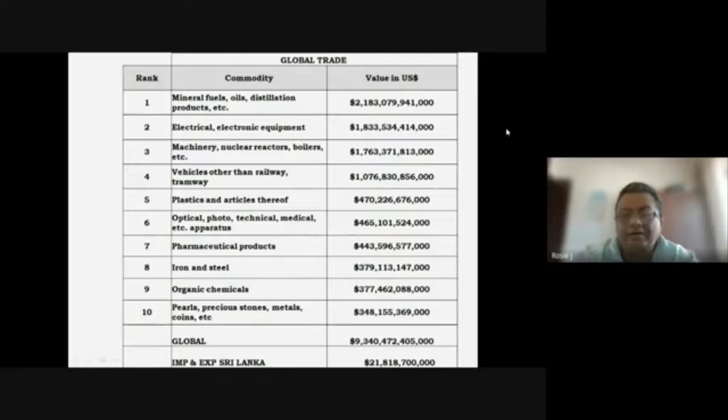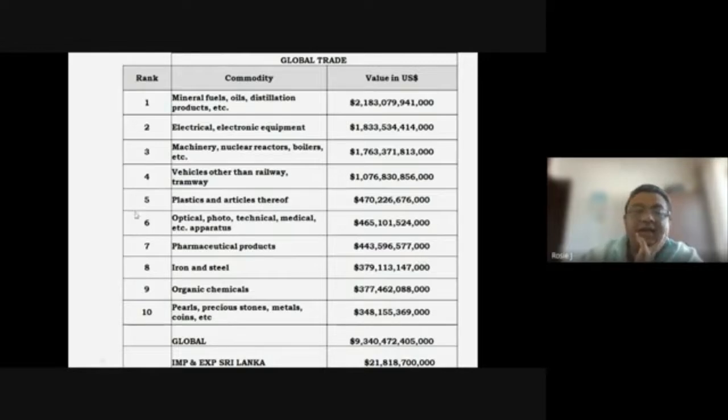This was taken some time back. Okay, not a recent one. This is a couple of years back. Just see how much trade is done in the world. Can you see? For these items that I picked up here, pearls, organic material, pharmaceutical, cement, global trade is 9 trillion 340 billion 472 million 405,000. Can you see? What a lot of world import export business, right?